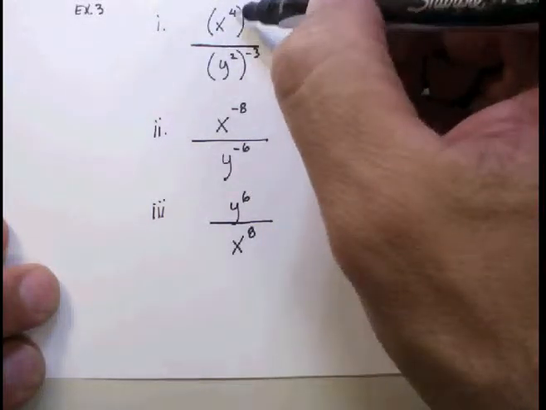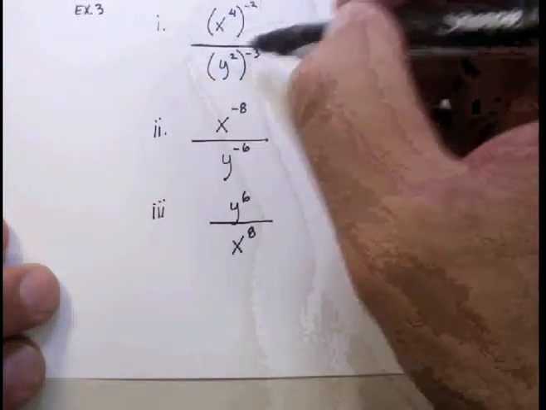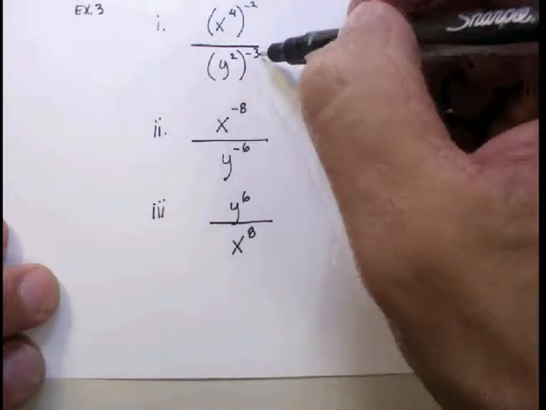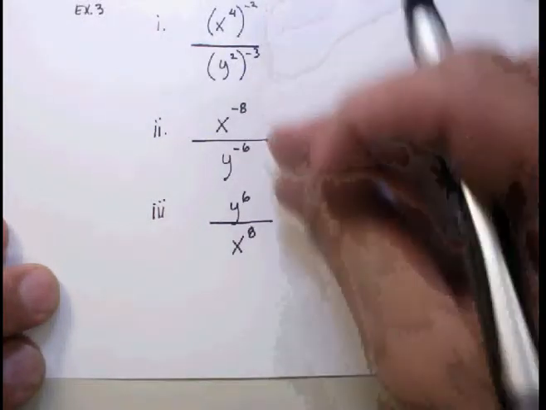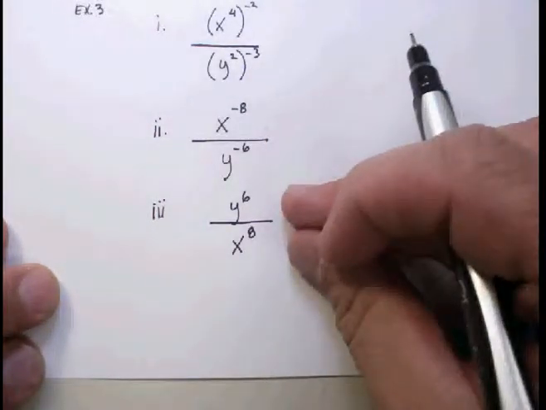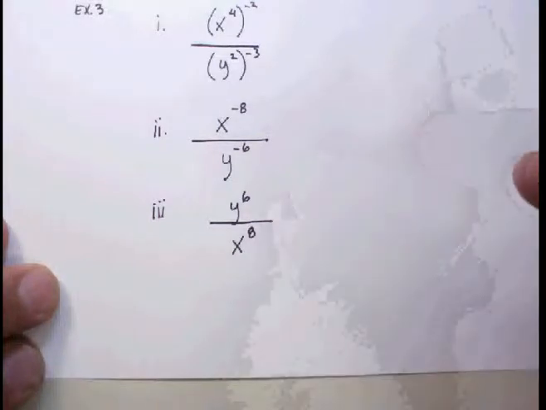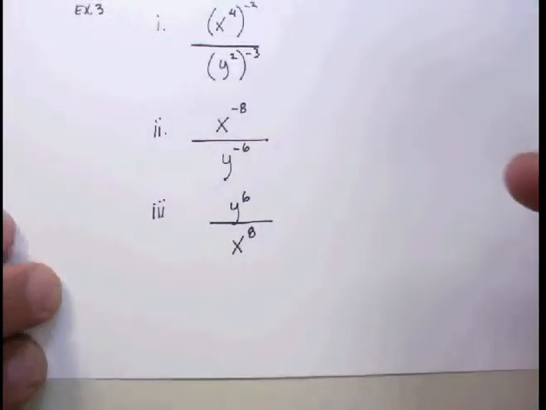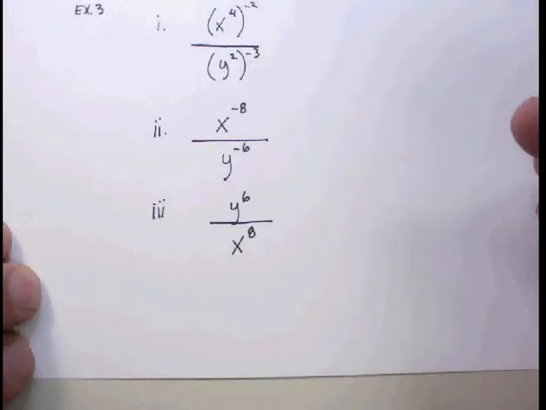x to the 4th raised to the negative 2 divided by y to the 2nd raised to the negative 3 is the same thing as this. I hope that helps. Try these a couple more times. Make up some and just try them on your own. I think you'll be okay.